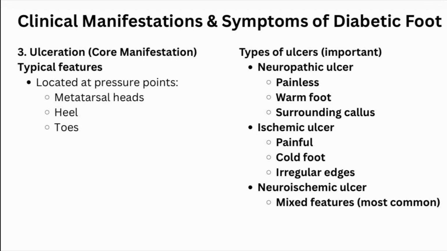Ulceration is the core manifestation of diabetic foot. These ulcers are typically located at pressure points, such as the metatarsal heads, heel, and toes. It is important to differentiate between types of ulcers. Neuropathic ulcers are usually painless, occur in a warm foot, and are surrounded by callus. Ischemic ulcers, on the other hand, are painful, occur in a cold foot, and often have irregular edges. The most common type is the neuroischemic ulcer, which has mixed features of both.